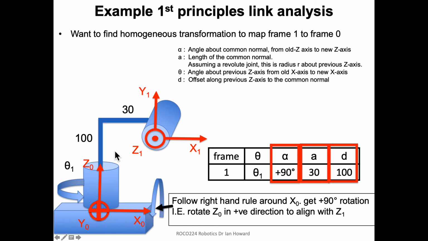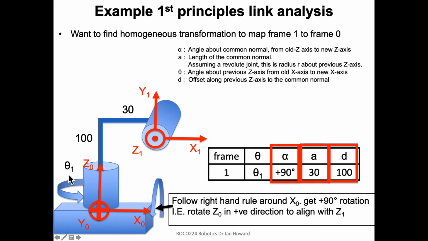The next thing we can put in, let's put in the D next. So the D is the offset along the previous z-axis. So this is the previous z-axis. What's the offset between this and the rotated version of this? And we see along the axis we have to go 100 units, so the 100 units means that D is 100.